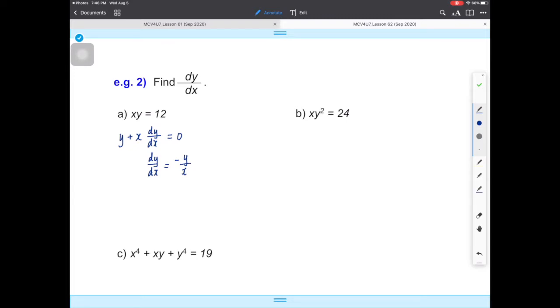B, we have x y squared equals to 24. You can pause the video now to try this question before looking at the solution. Assuming that you have tried question B, here is how I would differentiate this particular equation using implicit derivatives.